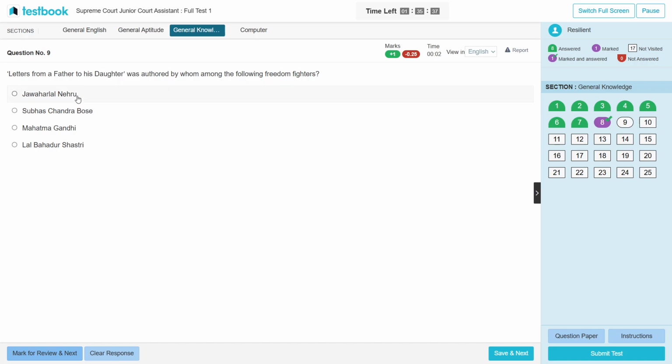Letters from a father to his daughter. Which of the following is not one of the classical languages of India? The discovery of penicillin.